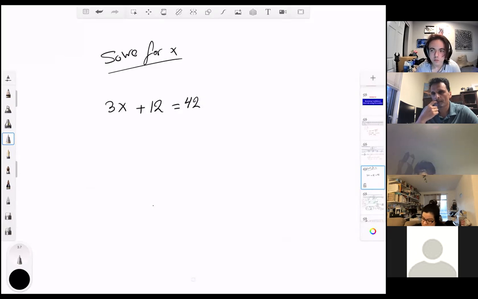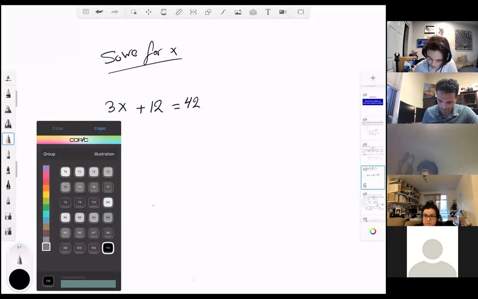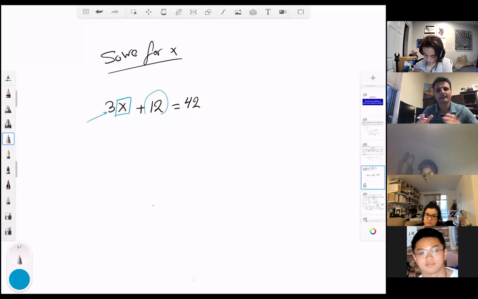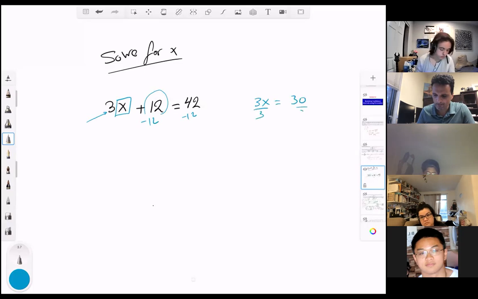Is it 10? Yeah, I just got 10. Very good. So definitely we don't want to do it in our head. The rule is get rid of 12, then get rid of 3, then x by itself, and we are done. So minus 12 minus 12. It was 30, 3x equals 30, divided by 3, x equals 10.